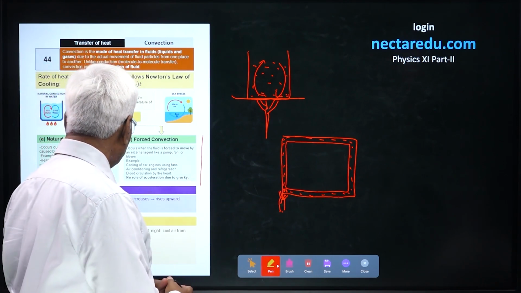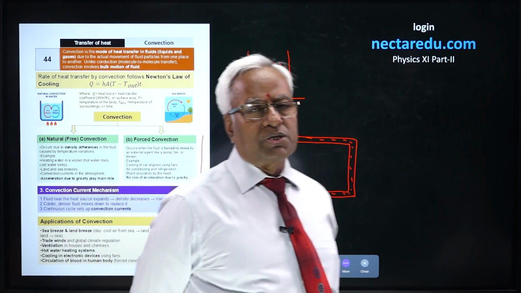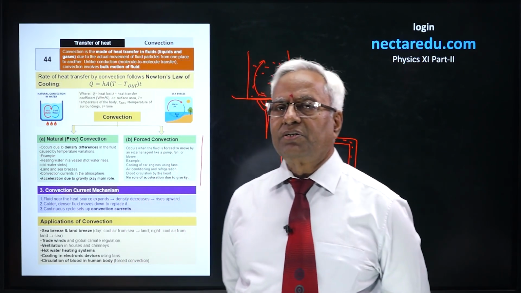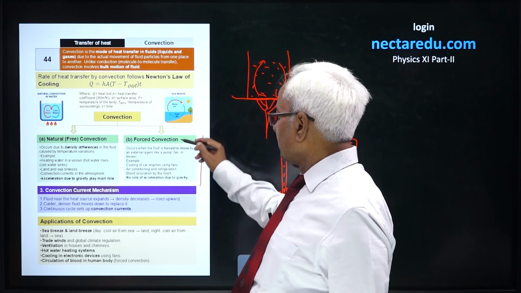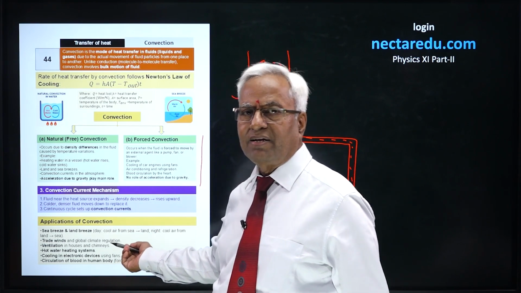So for natural and forced convection, we have to remember that forced convection does not involve gravity. Natural convection involves gravity, and most of the things I have tried to make clear.